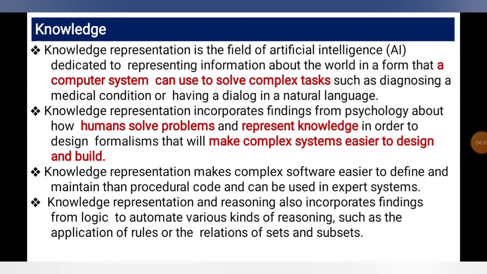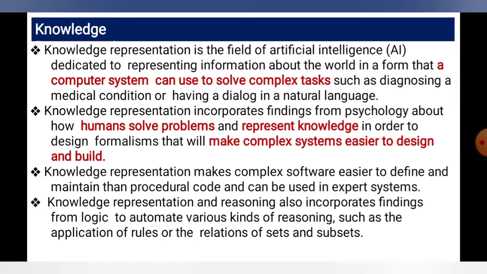Knowledge representation is the field of artificial intelligence dedicated to representing information about the world in a form that a computer system can use to solve complex tasks such as diagnosing medical conditions or having a dialogue in a natural language. Knowledge representation incorporates findings from psychology about how humans solve problems and represent knowledge in order to design formalisms that make complex systems easier to design and build.